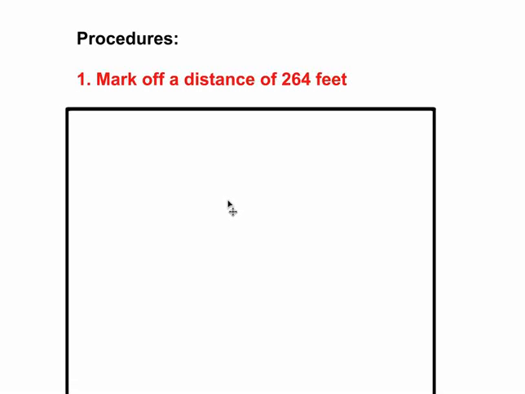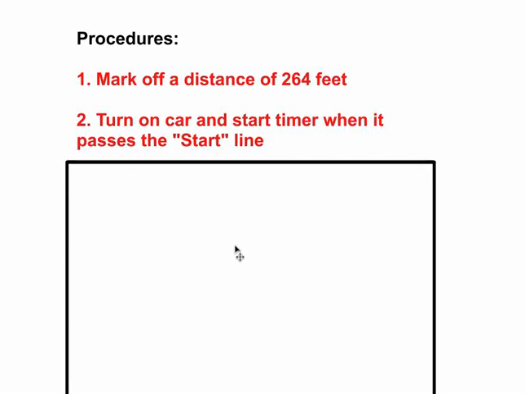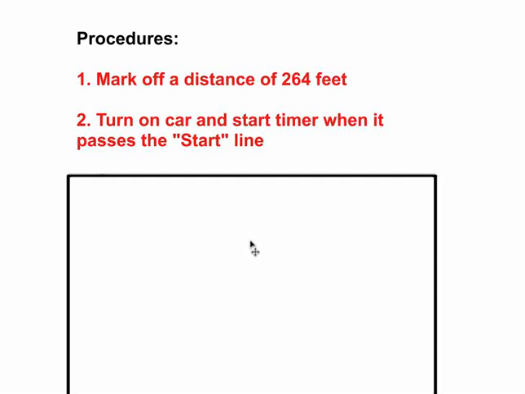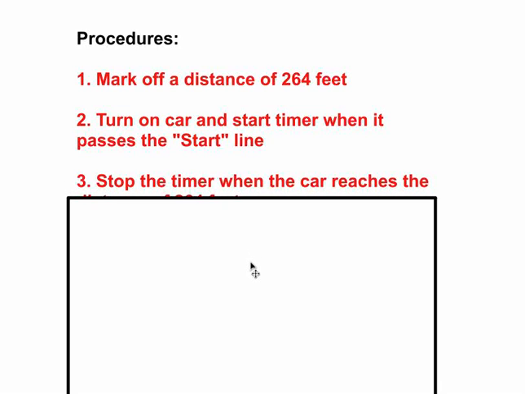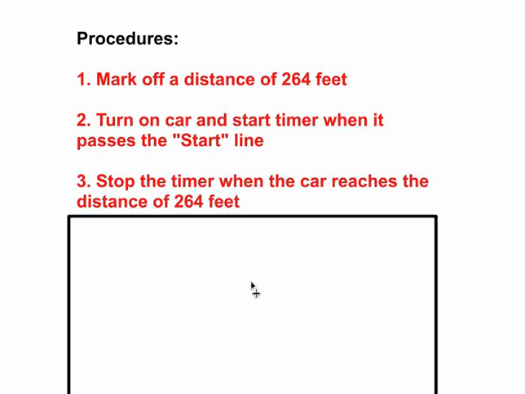In my procedure, my first step was to mark off a distance of 264 feet. So in the hallway, I made a start line and I made a finish line at a distance of 264 feet. Second, turn on the car and start the timer when it passes the start line. So as soon as that car got to the line, the timer needed to start. Number 3, stop the timer when the car reaches the distance of 264 feet.